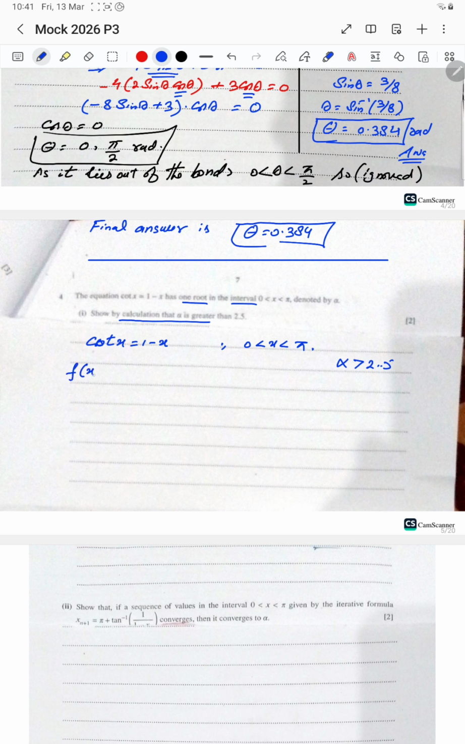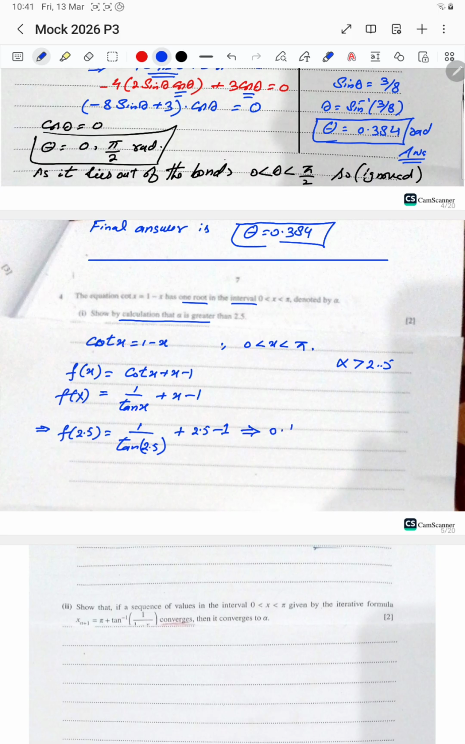First of all, we will make f of x equal to cot of x plus x minus 1, and cot of x means 1 over tan of x, because it is the reciprocal of tangent. So f of x is this. Now at f of, say, 2.5, 1 over tan of 2.5 plus 2.5 minus 1, and again you need to change the calculator mode to radian. Don't let it be in degree, otherwise you will get the wrong answer. So be careful about it. When we solve it, I get on the calculator 0.1613.